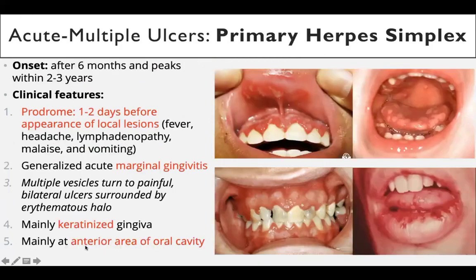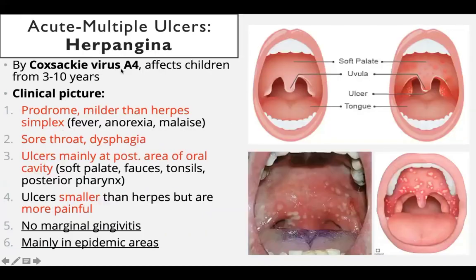Primary herpes simplex involves the anterior area of the oral cavity in relation to the oral manifestation of this virus. And herpangina, Coxsackie type A virus, involves the posterior area of the oral cavity, including soft palate, fauces or the lateral pillars, tonsils, and posterior pharynx. Ulcers are smaller than herpes, more painful. The prodromal symptoms are also milder than herpes. Ulcers are also smaller than herpes. So herpangina is milder than herpes.